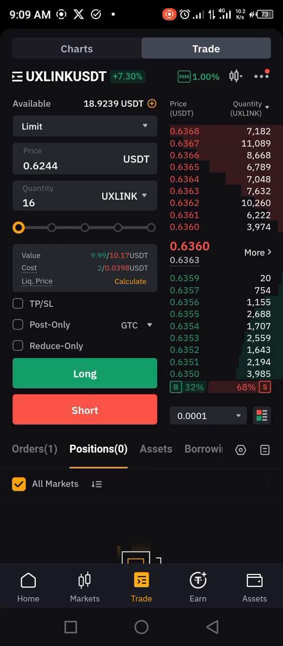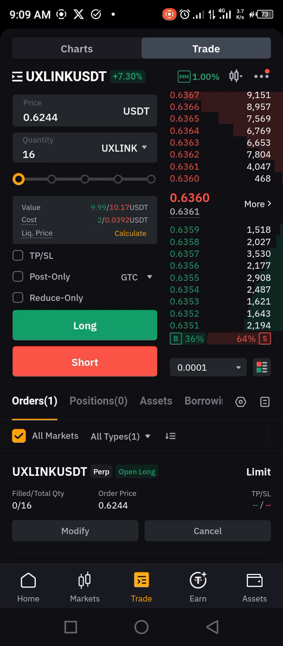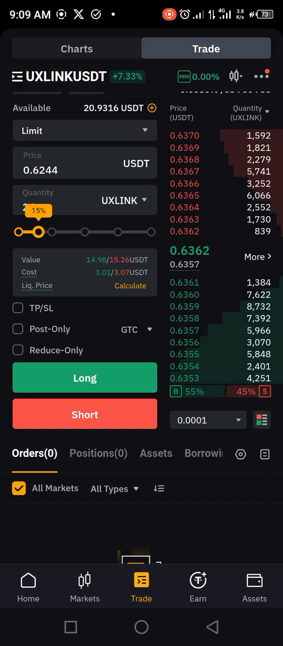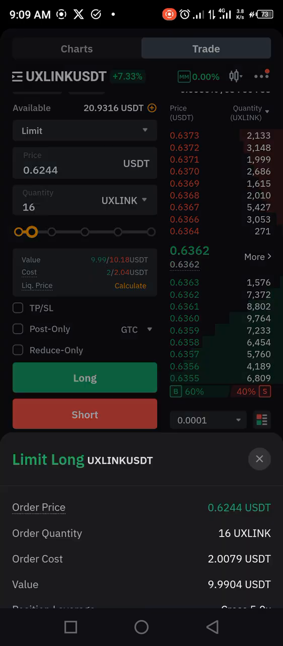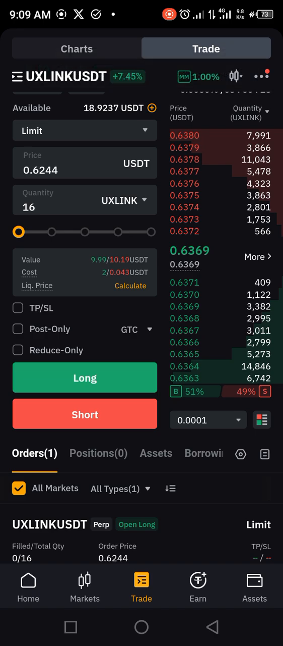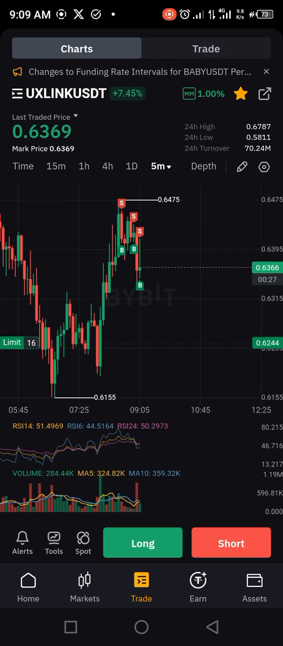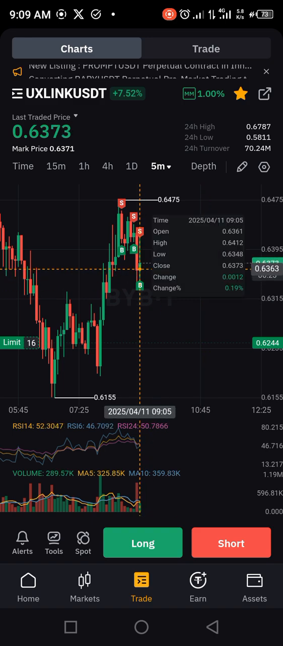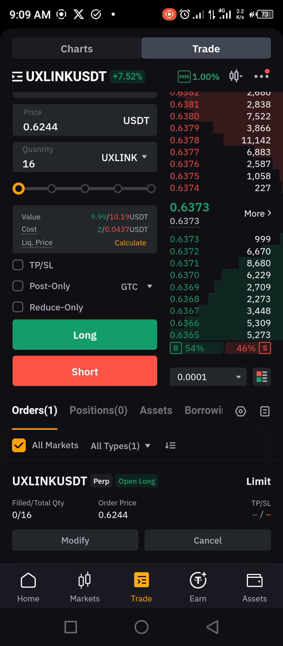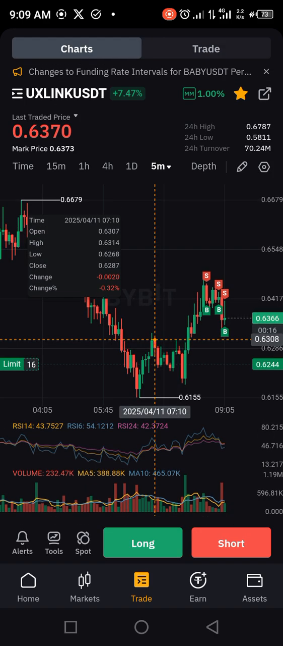Now, okay, let me show you guys what happened here. The amount was too small for this particular coin. So I had to increase it to like 10%. Now you can see that this is the limit order, 0.6244. I have set it so when this market comes down to this price, it triggers and the trade starts running.